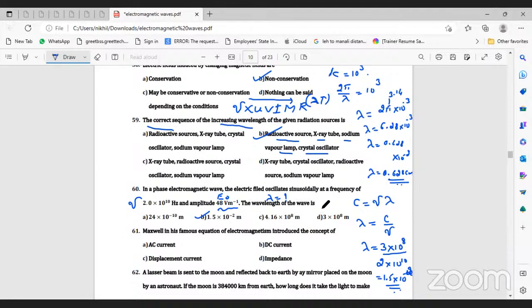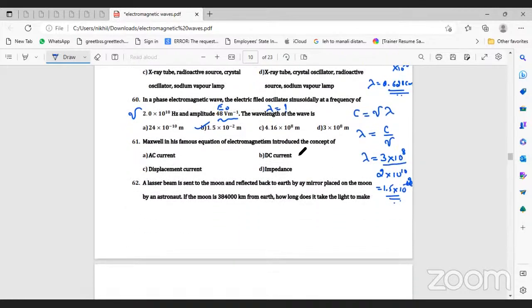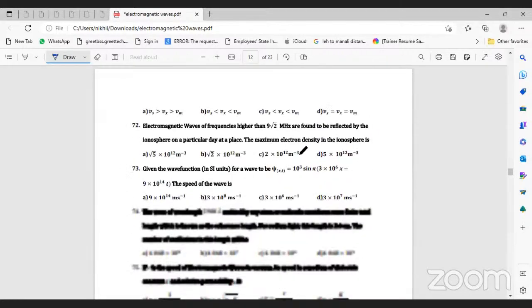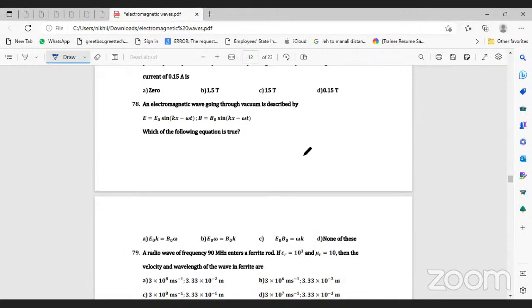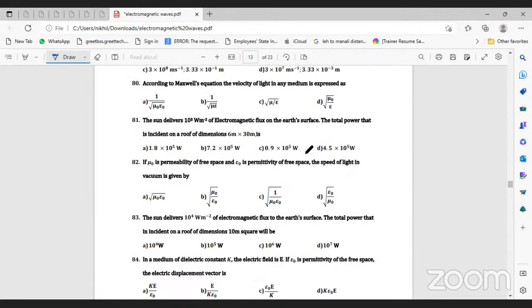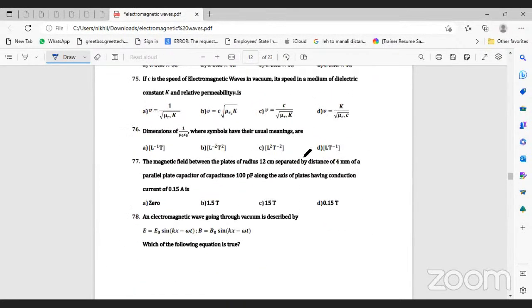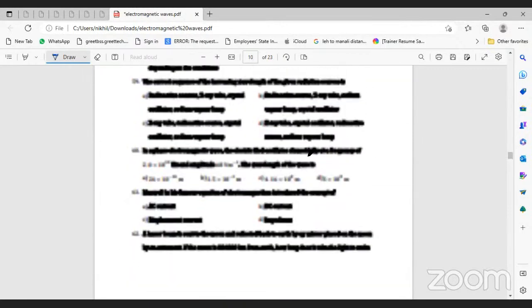I hope you understood these few MCQs in this chapter, students. Tomorrow, let me continue with the remaining questions. Tomorrow, I will complete this chapter. So in the next classes, I am going to start with the first few portions. Thank you.